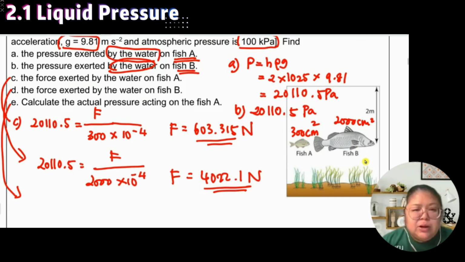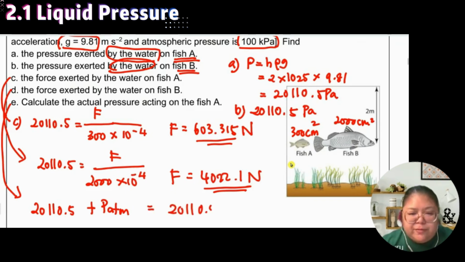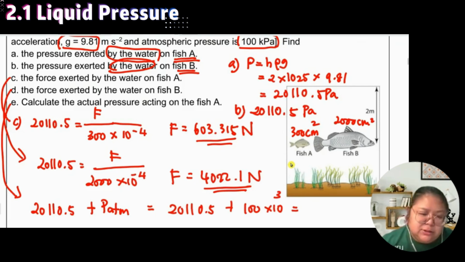E, they want to calculate the actual pressure acting on fish A. So we just take the pressure from the liquid first, 20110.5, plus atmospheric. The atmospheric pressure is 100 kPa. So it should be 20110.5 plus 100 k. How many is it?